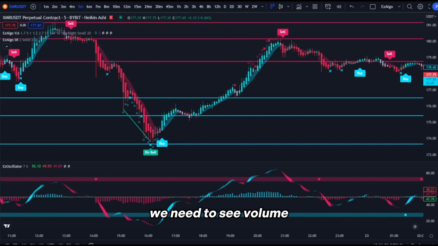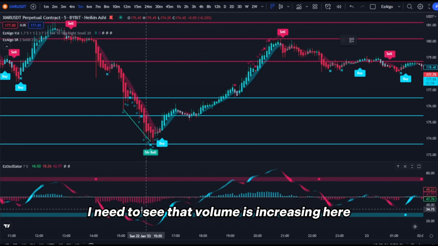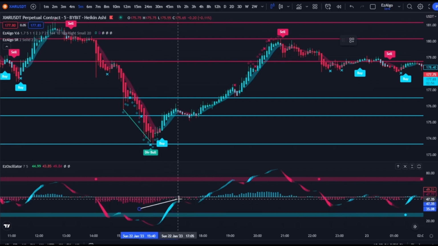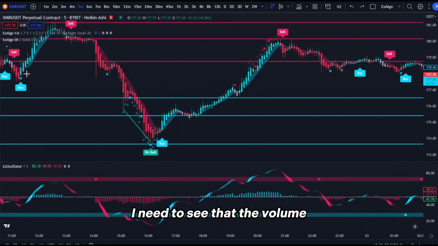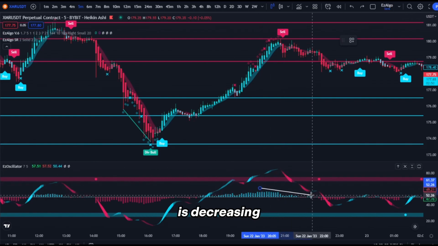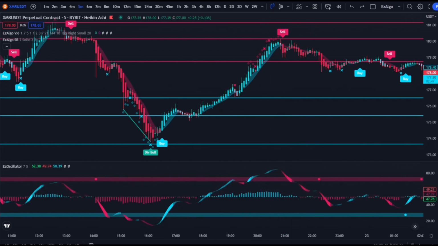The final rule is we need to see volume doing what it's supposed to do. So if I'm looking for a long position, I need to see that volume is increasing here on Easy Oscillator. And if I'm looking for a short position, I need to see that the volume is decreasing. Everything else is lining up, but if volume is increasing while I'm looking for a short position, I'm obviously not going to take the trade because I know that there are still buyers in the market.